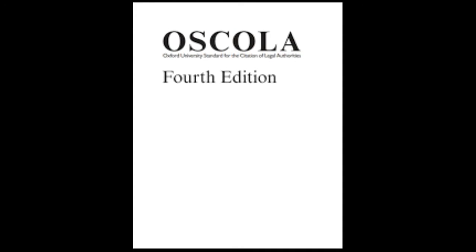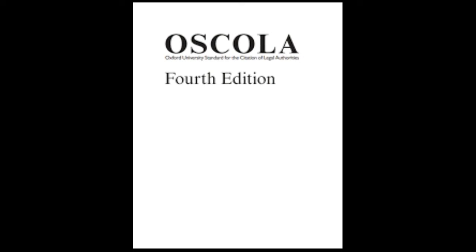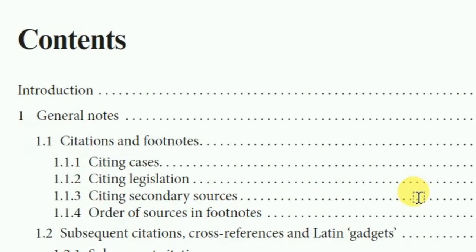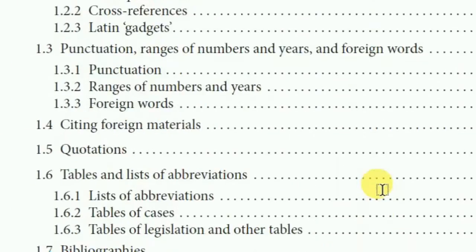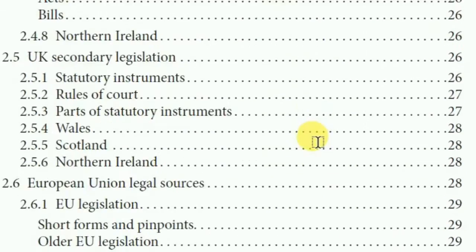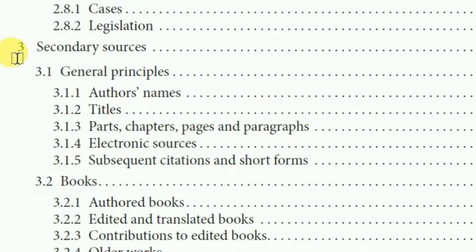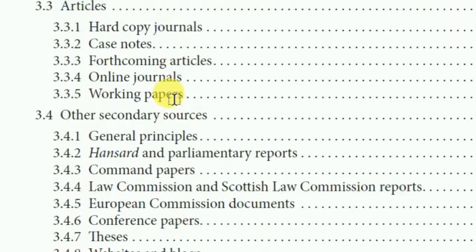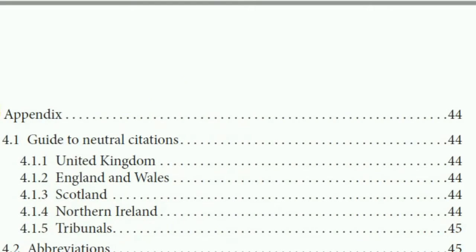The guide covers all aspects of OSCOLA referencing, and in this video, we wish to highlight which parts you should take time to read through. First of all, take the time and browse through the table of contents. You will see that Section 1 covers the general aspects of OSCOLA, Section 2 covers all of the primary sources, Section 3 covers many types of secondary sources, and Section 4 is an appendix with guides and abbreviations.